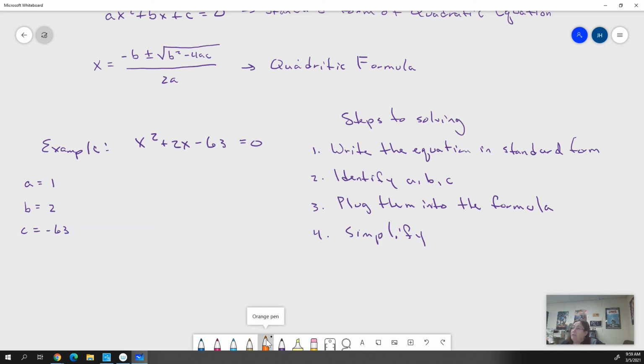So here is my formula. I've got x equals minus b. Well, that's just minus 2, plus or minus the square root of b squared. Well, that is 2 squared, minus 4 times our a, which is 1, and our c, which is negative 63. All of this is over 2 times a, or 2 times 1.